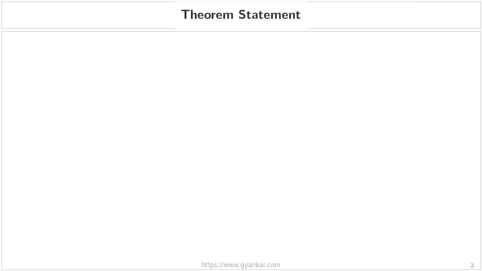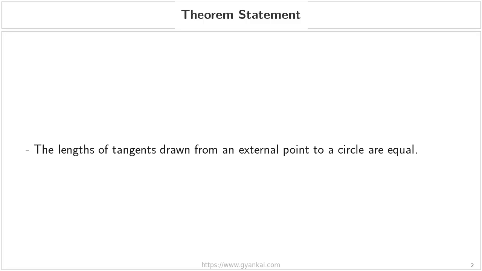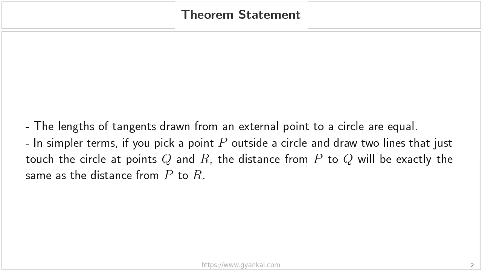Theorem statement. The formal theorem states that the lengths of tangents drawn from an external point to a circle are equal. Now, that might sound a bit technical, so let me break it down into simpler terms for you. Imagine you pick any point, let's call it point P, located anywhere outside a circle. If you draw two straight lines starting from that point P that just graze the edge of the circle, touching it at points Q and R, the distance from P to Q will be exactly the same as the distance from P to R. Now that we have introduced the topic, let's look at the actual statement of Theorem 10.2.